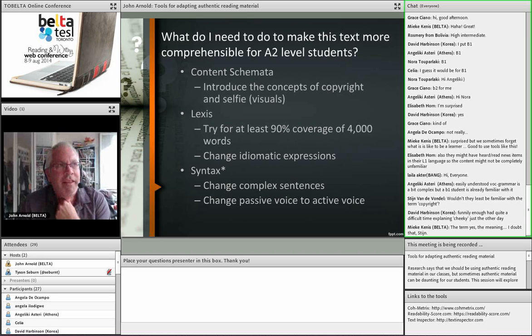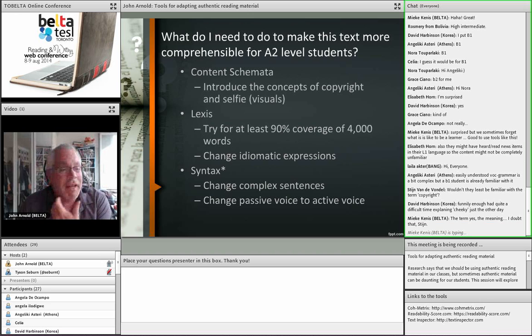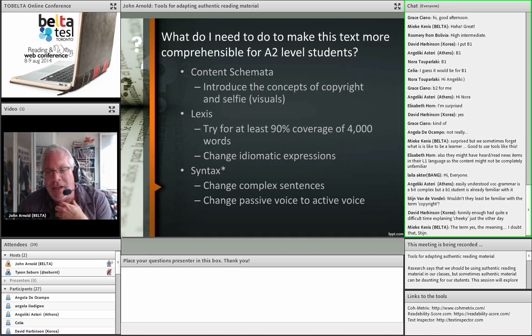How important do I think it is to teach them at this level, snap a picture, as opposed to take a picture? Those are decisions you make individually based on your class. Depending on the A2 level, you might decide to teach snap a picture, you may not. And syntax, maybe change some of the complex sentences into simpler sentences, and maybe try to change as much of the passive voice to active voice without hurting the content of the article.